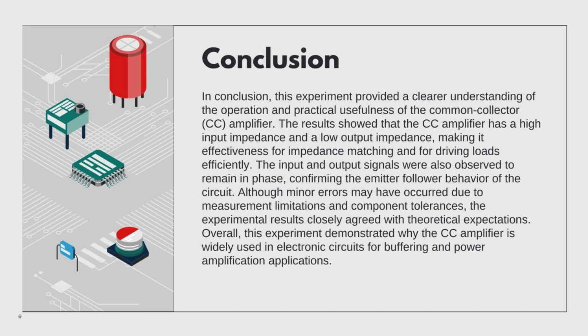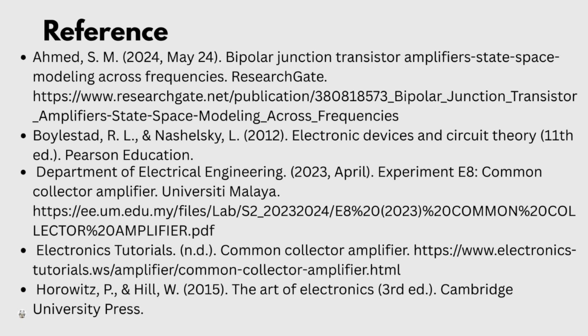Although minor errors may have occurred due to measurement limitations and tolerance, the experimental results closely agreed with the theoretical expectation. Overall, this experiment demonstrates why the CC amplifier is widely used in electronic circuits for buffering and power amplification applications. And this is the reference we use for this experiment.